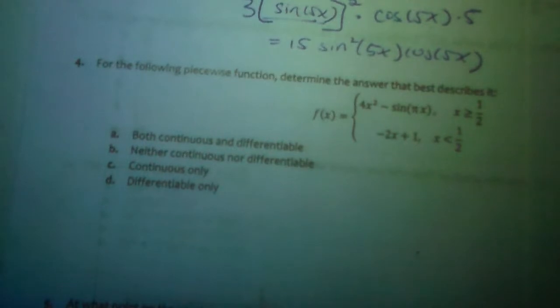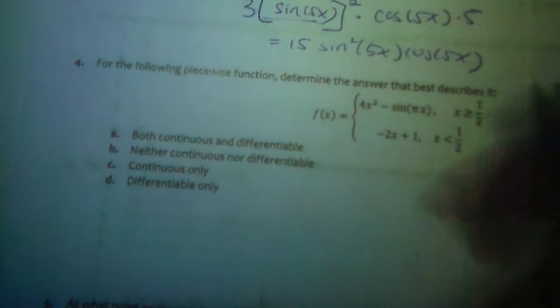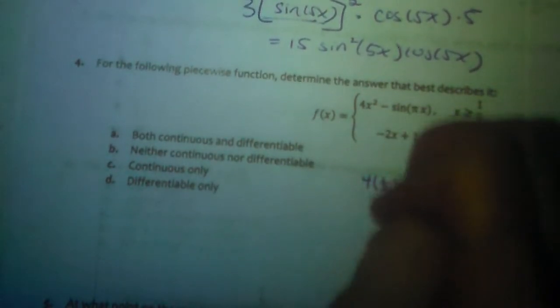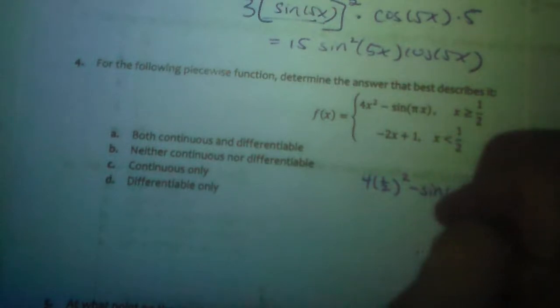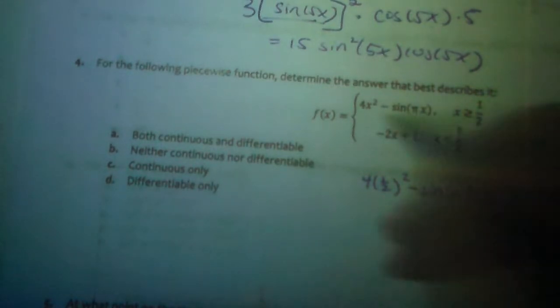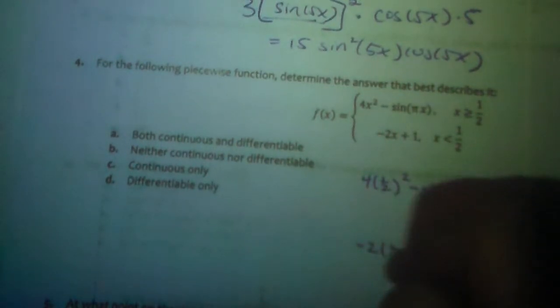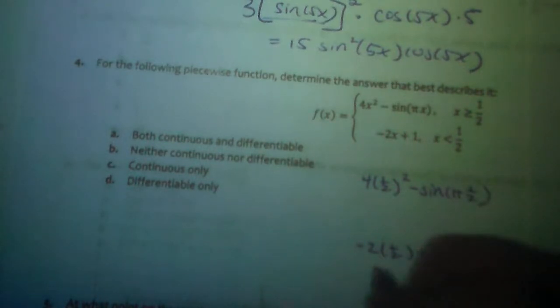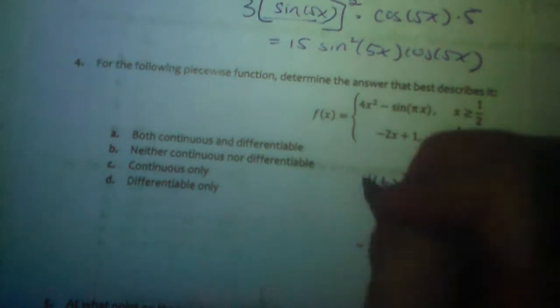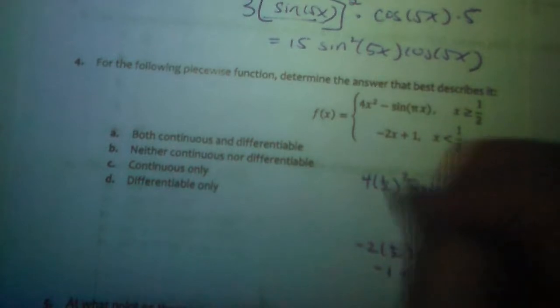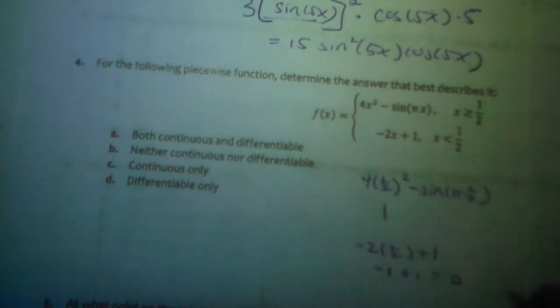Here I want to decide if this is continuous and or differentiable. So continuous, I plug in 1/2, so that would be 4 times 1/2 squared minus sine of pi times 1/2. And then I also want to do it on the other side, -2 times 1/2 plus 1. That's -1 plus 1, which is 0. 1/2 squared is 1/4. 4 times 1/4 is 1. Sine of pi over 2 is 1. So 1 minus 1 is 0.